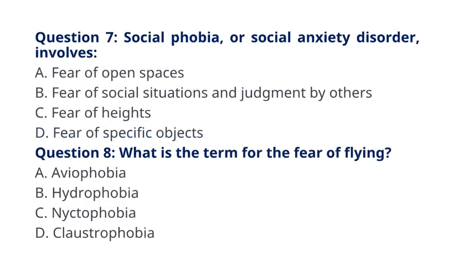Question 7. Social phobia, or social anxiety disorder, involves A. Fear of open spaces. B. Fear of social situations and judgment by others. C. Fear of heights. D. Fear of specific objects. The correct answer to question 7 is option B. Fear of social situations and judgment by others. Explanation. Social phobia, or social anxiety disorder, is characterized by an intense fear of social situations and concerns about judgment by others.